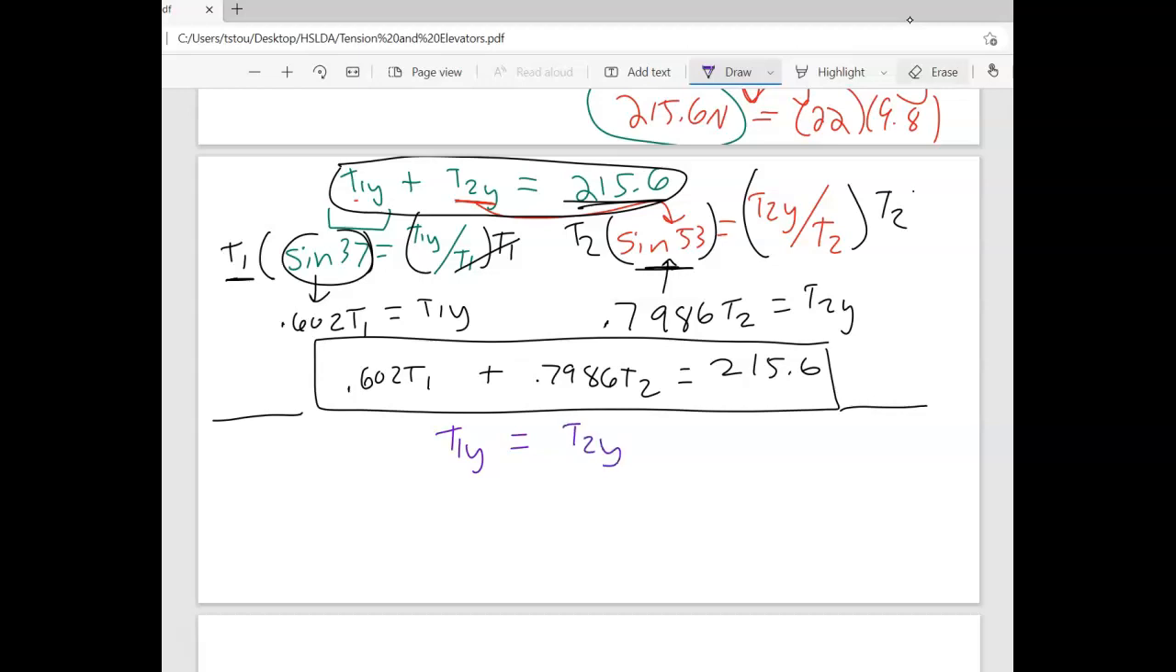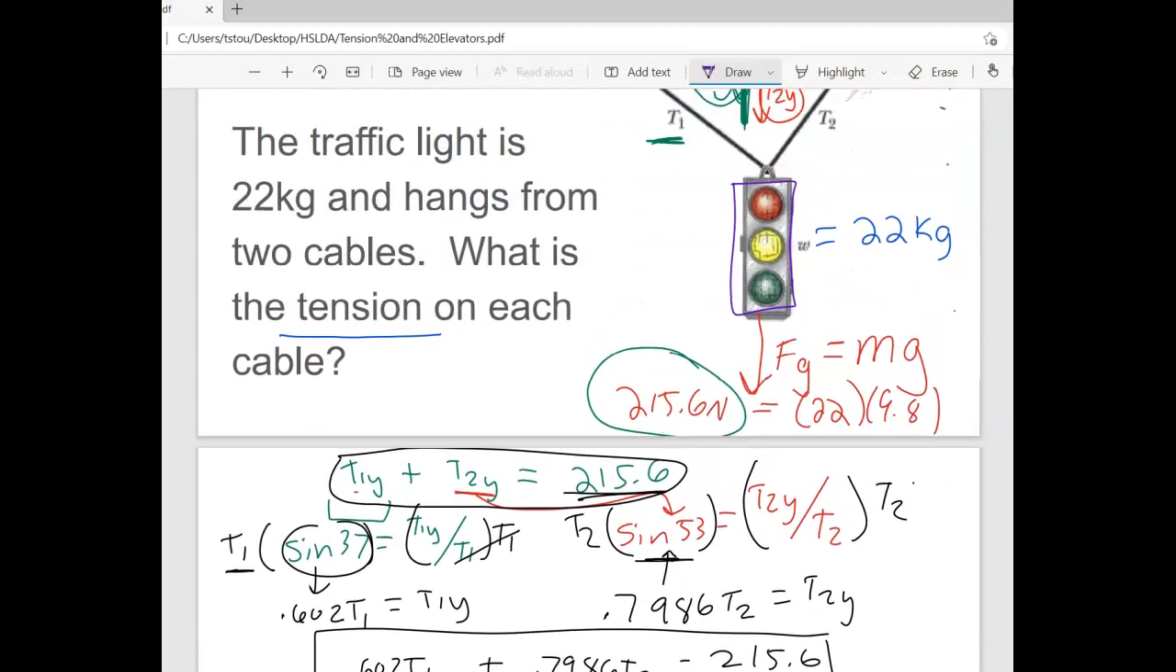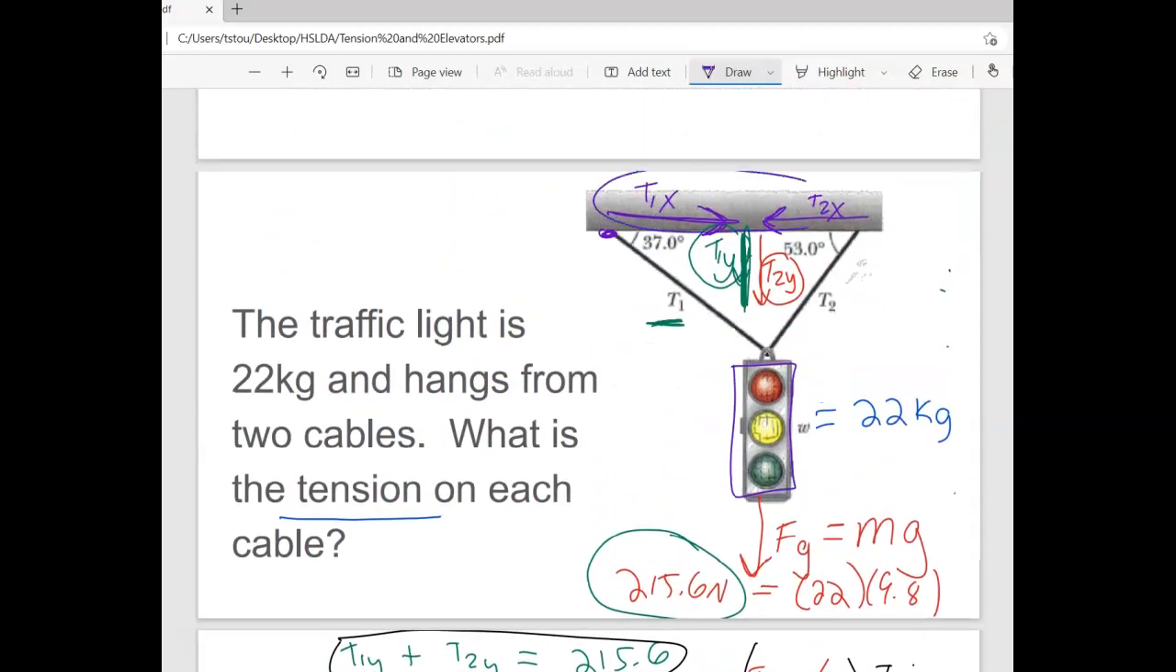Sorry, that's not y's, those are x's. Recap. There we go. T1x is equal to T2x. Going back up, the x's have to be equal since the sign isn't moving left and right. They're staying in one spot, so those two must be equal.